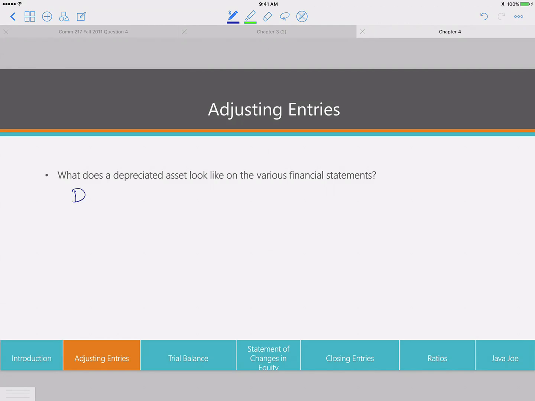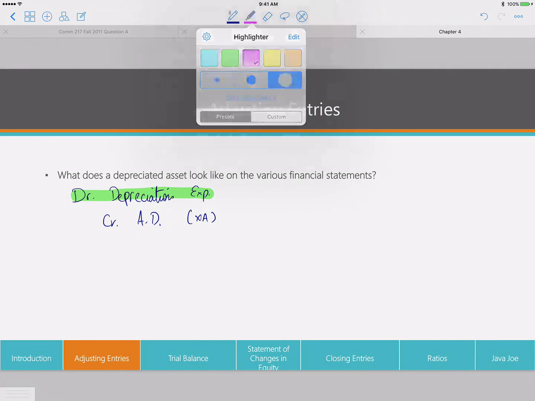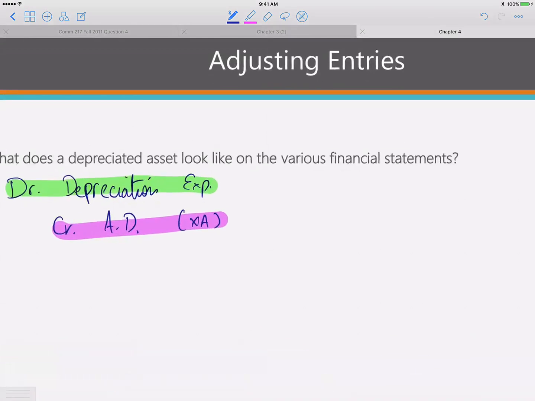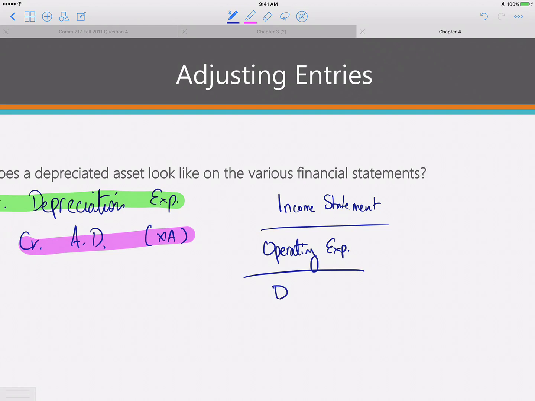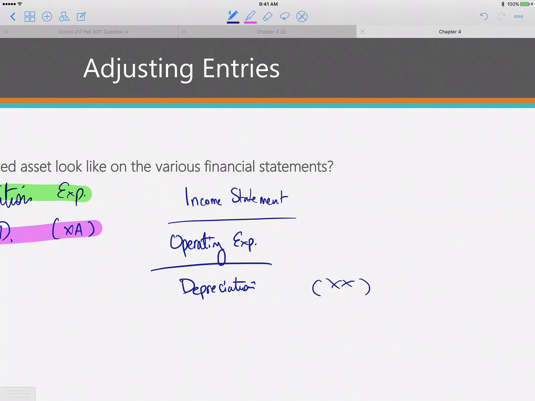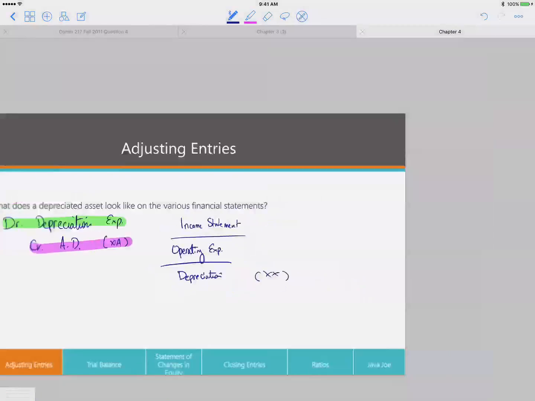So if you recall, the journal entry is debit depreciation expense, credit accumulated depreciation, which is a contra asset. So the depreciation expense goes on our income statement, and the accumulated depreciation goes on our balance sheet, our statement of financial position. Under our income statement, under our operating expenses section, we would have our depreciation expense go there. And even though it is not a cash expense, it still decreases our net income.